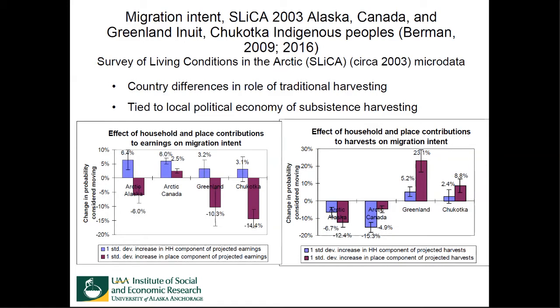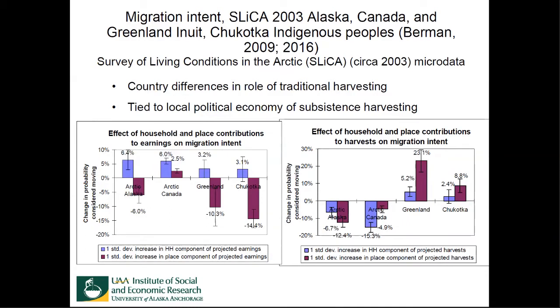And we used the predictions from those equations, since those predictions were based on information that was in the census and the ACS. So we could apply those predictions to generate predicted harvests from census data. And that's how we did that for those other studies I mentioned. But here we're showing the effect of household and place contributions.